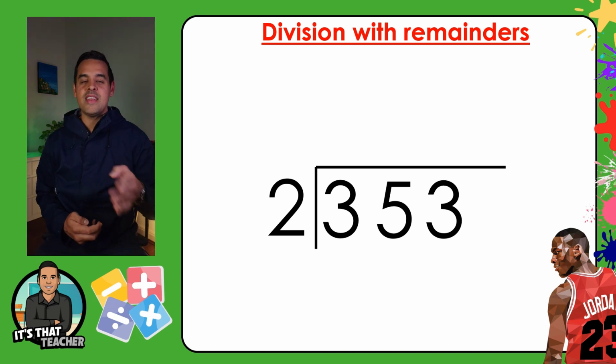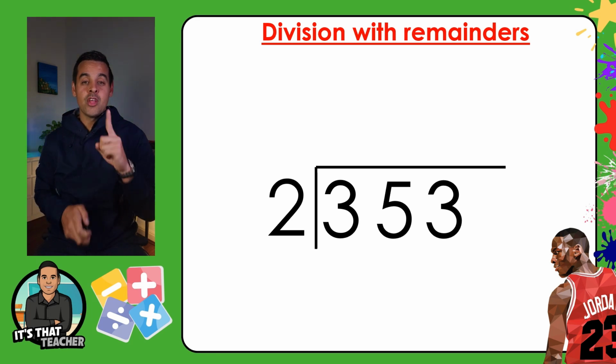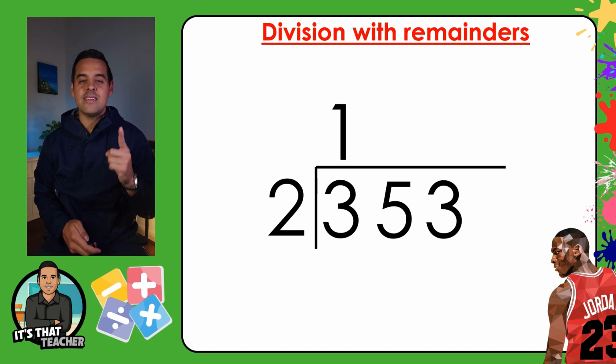So how many 2s can fit evenly into 3? 2, 4. It's not 4 because that's larger than 3. We need to go back. So 1, 2 can fit evenly into 3.